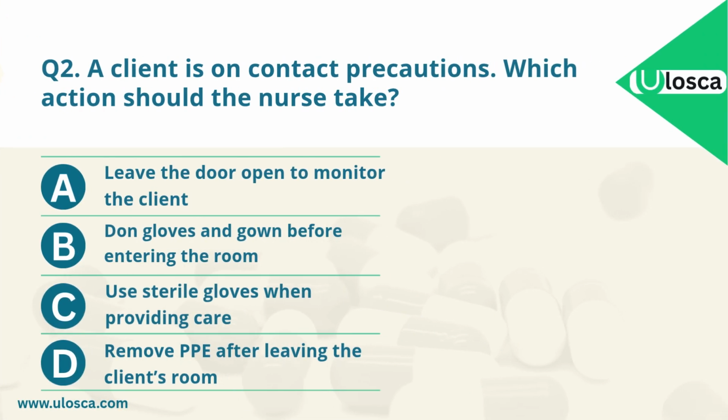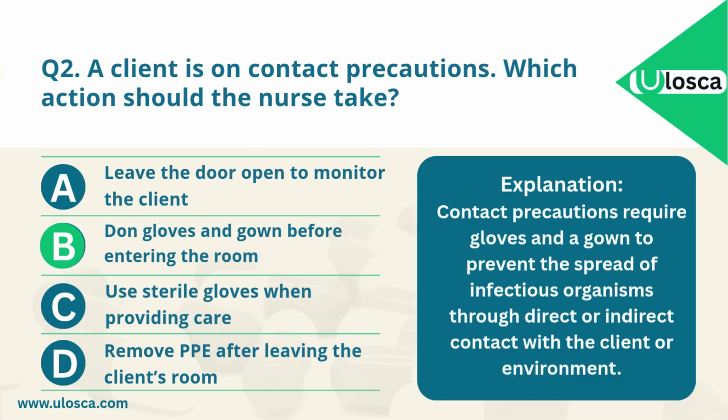The correct answer is B. Don gloves and gown before entering the room. Explanation. Contact precautions require gloves and a gown to prevent the spread of infectious organisms through direct or indirect contact with the client or environment.